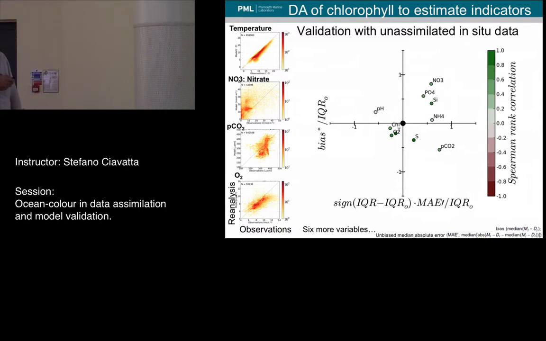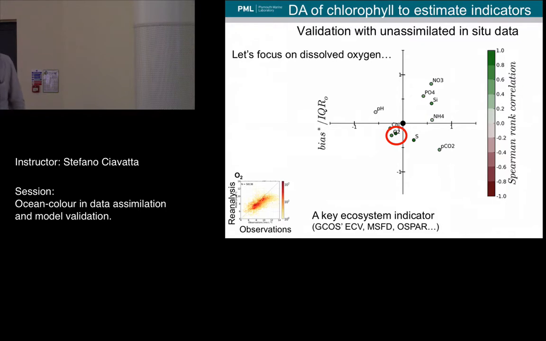For example, we see temperature, high skill, and it's close to the center. Nitrate, we are overestimating it. Bad skill. PCO2, medium skill, because we are overestimating the high values and underestimating the low values. Dissolved oxygen, quite a good skill. And here it is, close to the center.